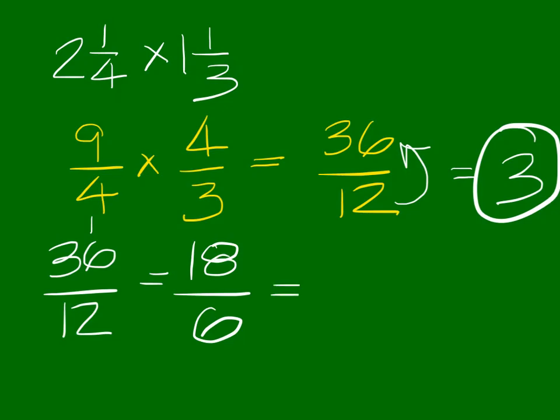What's 18 divided by 2? 18 divided by 2. Right? 9. What's 6 divided by 2? 6 divided by 2. 3. Now neither one of those are even, but 9 over 3 can still be reduced because what number goes into both of those? 3.